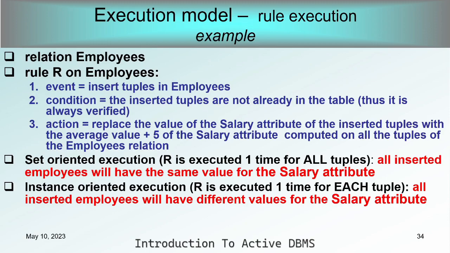If I go for set oriented execution, then R is executed one time for all the tuples. So all inserted employees will have the same value for the salary attribute here. Or R can be executed one time for each tuple. When this is executed one time for each tuple, you can see that every inserted employee will have a different value for the salary attribute.